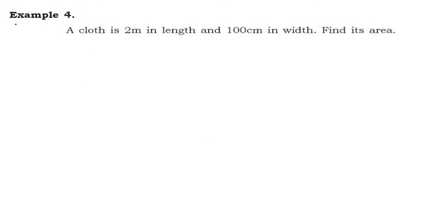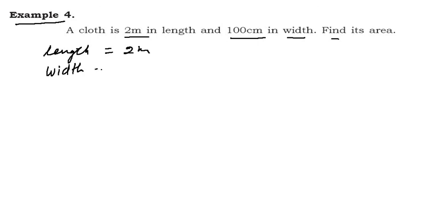Now come to example 4. Two clothes, 2 meter length and 100 centimeter width. So find the area. You can write here, length is given as 2 meter and the width is given as 100 centimeter. First of all, make the same unit on both. So 100 divided by 100, it turns into meter. So that is 1 meter.